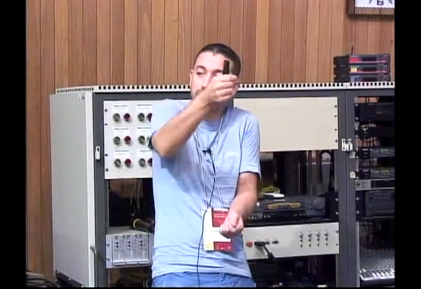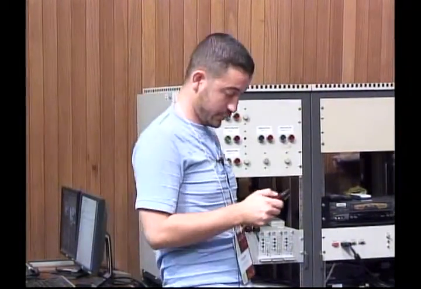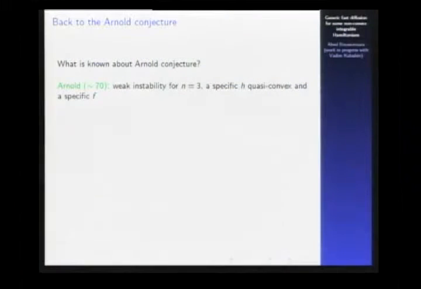You say I can find one solution which moves like a drift. It's much weaker. So what Arnold proved is that you can have this weak instability for n equal 3, for one h quasi-convex, and for a specific f. Compared to the conjecture, it's very little, but still he made his conjecture. Actually it took a long time to understand that. He explained how to do it, maybe, because he didn't really do it. It was enough, but it took a long time for people to fully understand all the details of this.